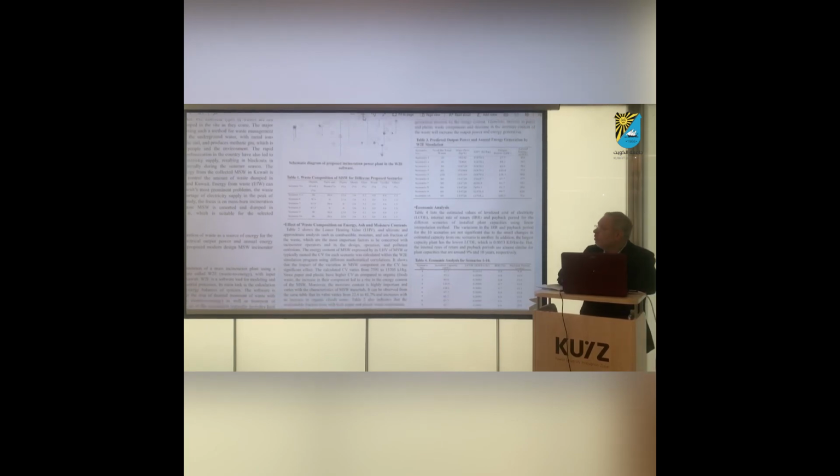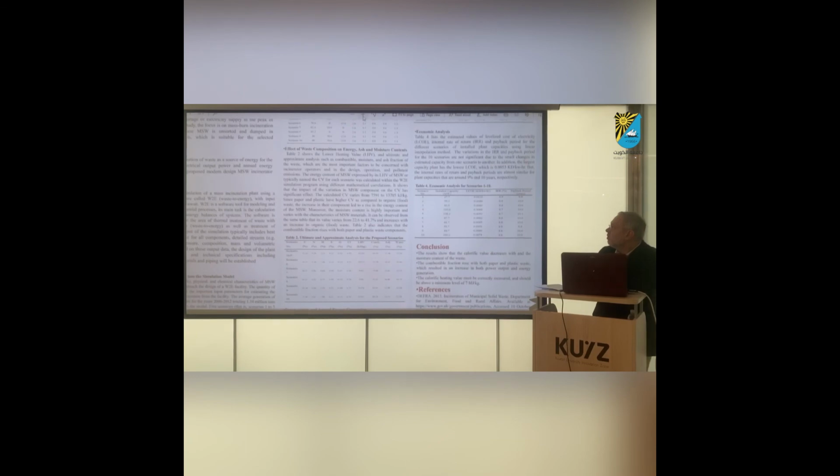The final table, table 4, is the economic analysis of the system, or the proposed incineration power plant. The estimated values were the levelized cost of electricity, the internal rate of return, and the payback period. We can see from the table that the IRR and the payback period didn't change significantly due to the small changes in the installed capacity.